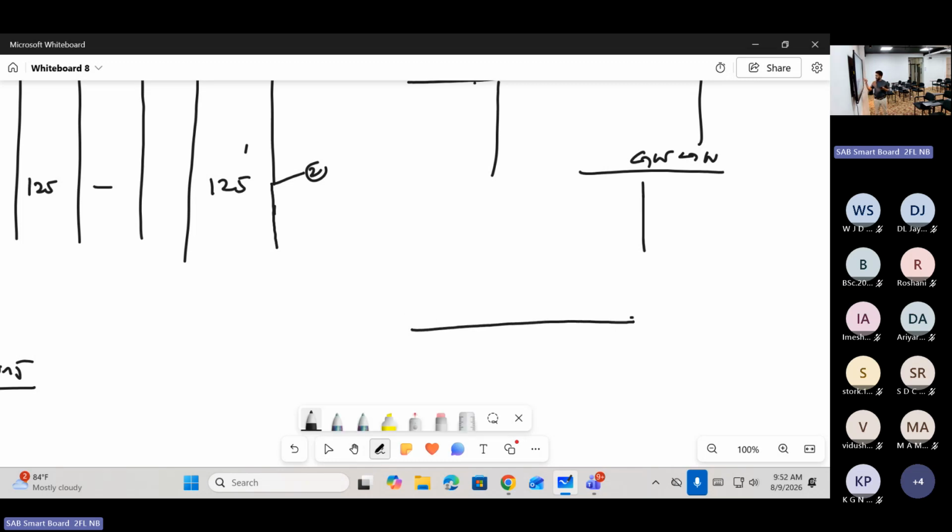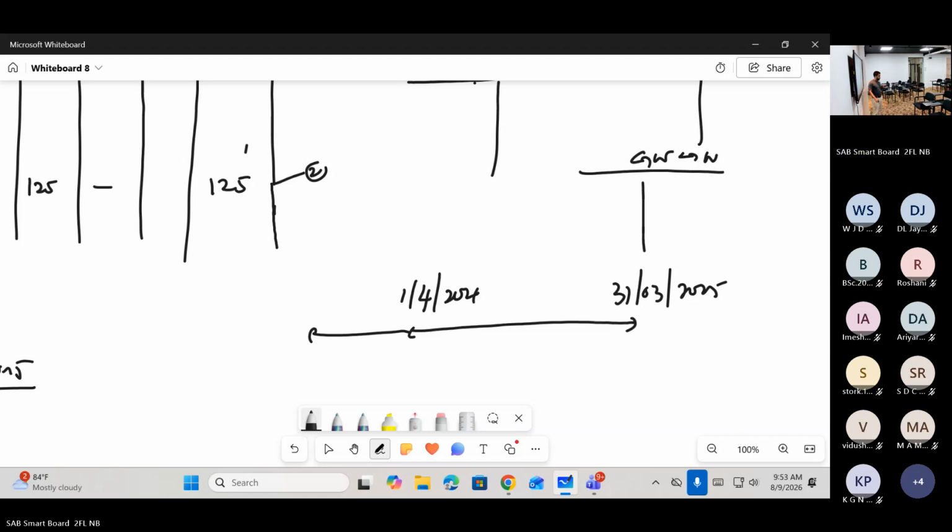The accounting period is very clear: 1st April 2024 to 31st March 2025. The acquisition happened where? Within the period, or on the opening date of the period, before the period, right? Before the period. It happened on 1st of January 2024. This is the date it happened.